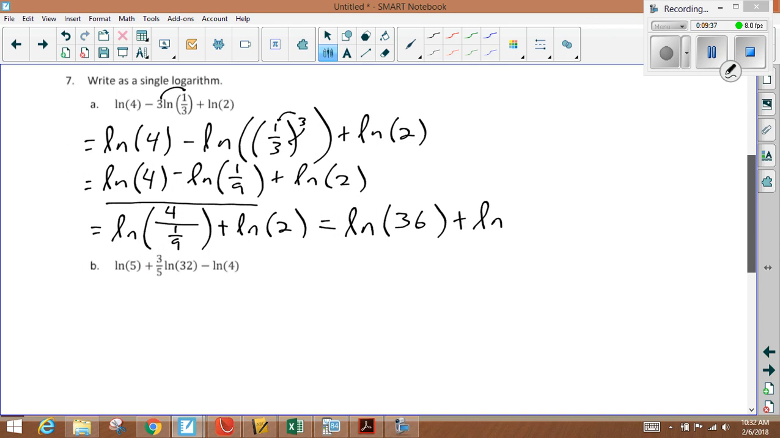I'm just flipping and multiplying. I take the 1/9, I flip it, it becomes 9 over 1, I multiply it times 4, and I get 36 over 1, which is the same thing as 36. And this is natural log of 2. And then for my last step, I put them together, and when I do, I multiply, right? 36 times 2 is going to be 72. And there we go. We wrote it as a single logarithm. We're going to get lots of practice with this today. I have some exercises ready for us to get a little extra practice with the properties of logarithms.